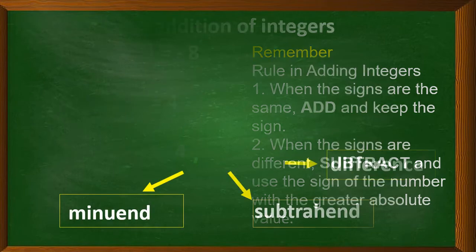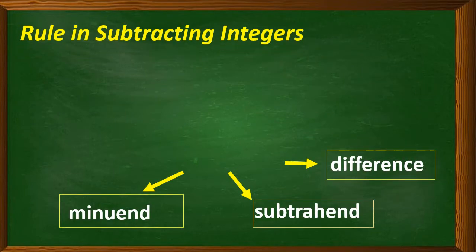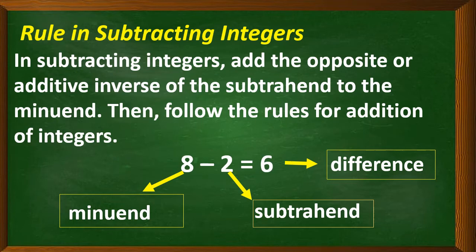Now let's begin with the rule in subtracting integers. In subtracting integers, add the opposite or additive inverse of the subtrahend to the minuend. Then follow the rules for addition of integers. Now let us become familiar with the subtrahend as well as the minuend. If we have here 8 minus 2 equals 6, 8 is what we call minuend, 2 is the subtrahend, and of course 6 is the difference.